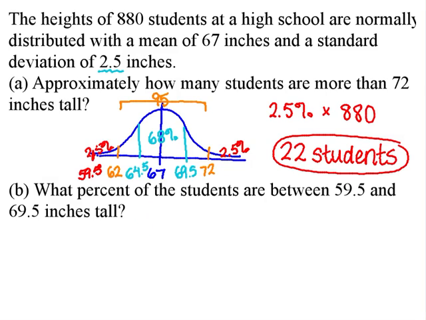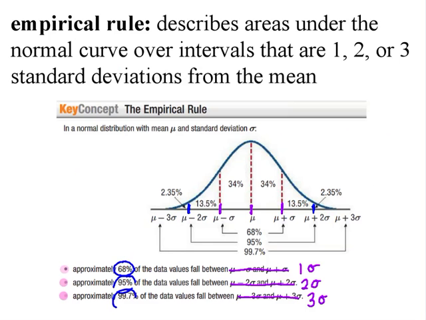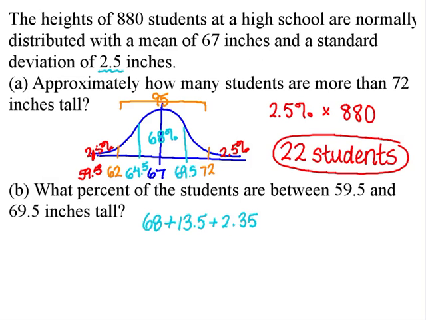Oops, let me get a pen. I've got 68 plus 13.5 plus how much? 2.35. If you're wondering, this is where we're looking at. We're looking at this percent here, and this percent here. That's what it correlates to. Okay, so if I add all three of those together, I get 68, 13.5, 2.35.